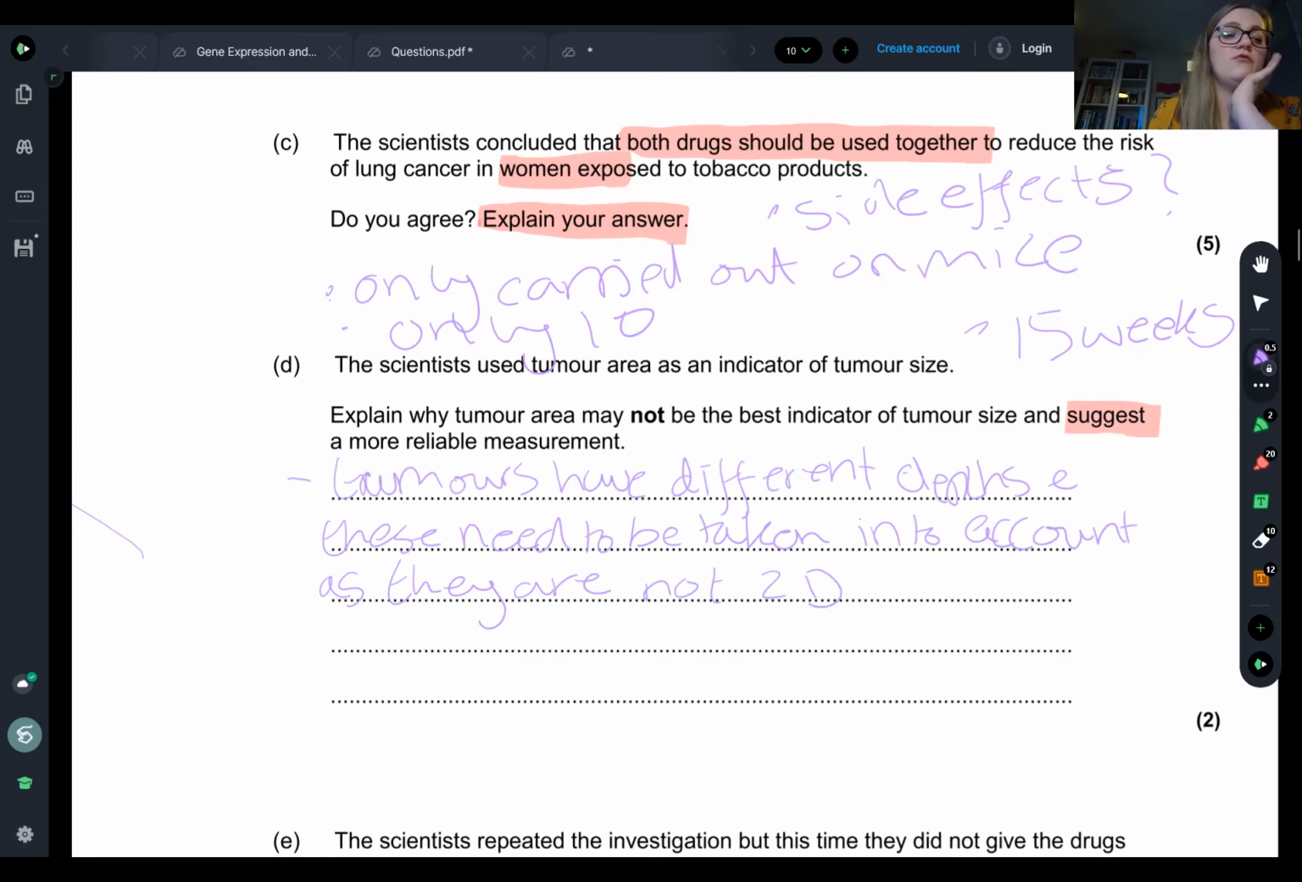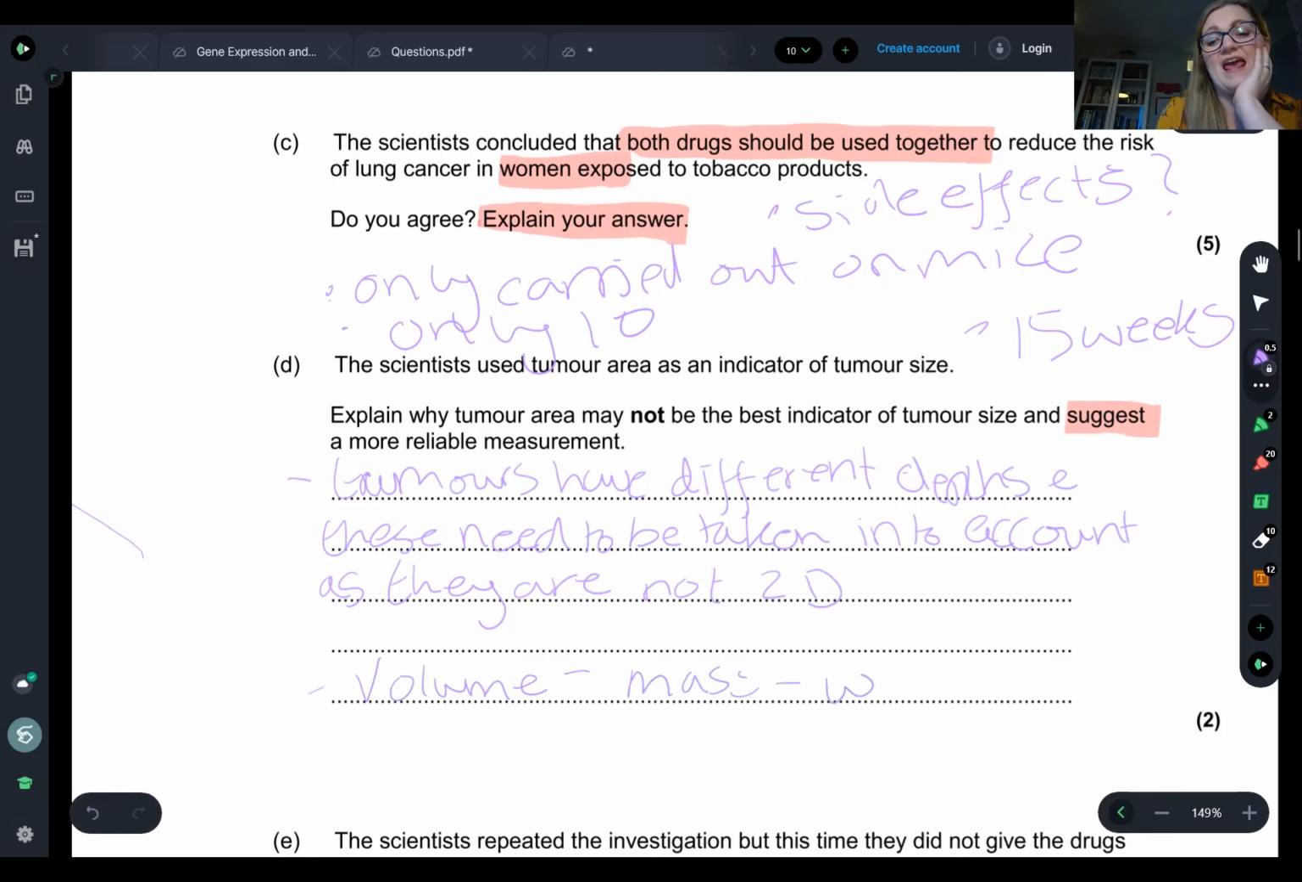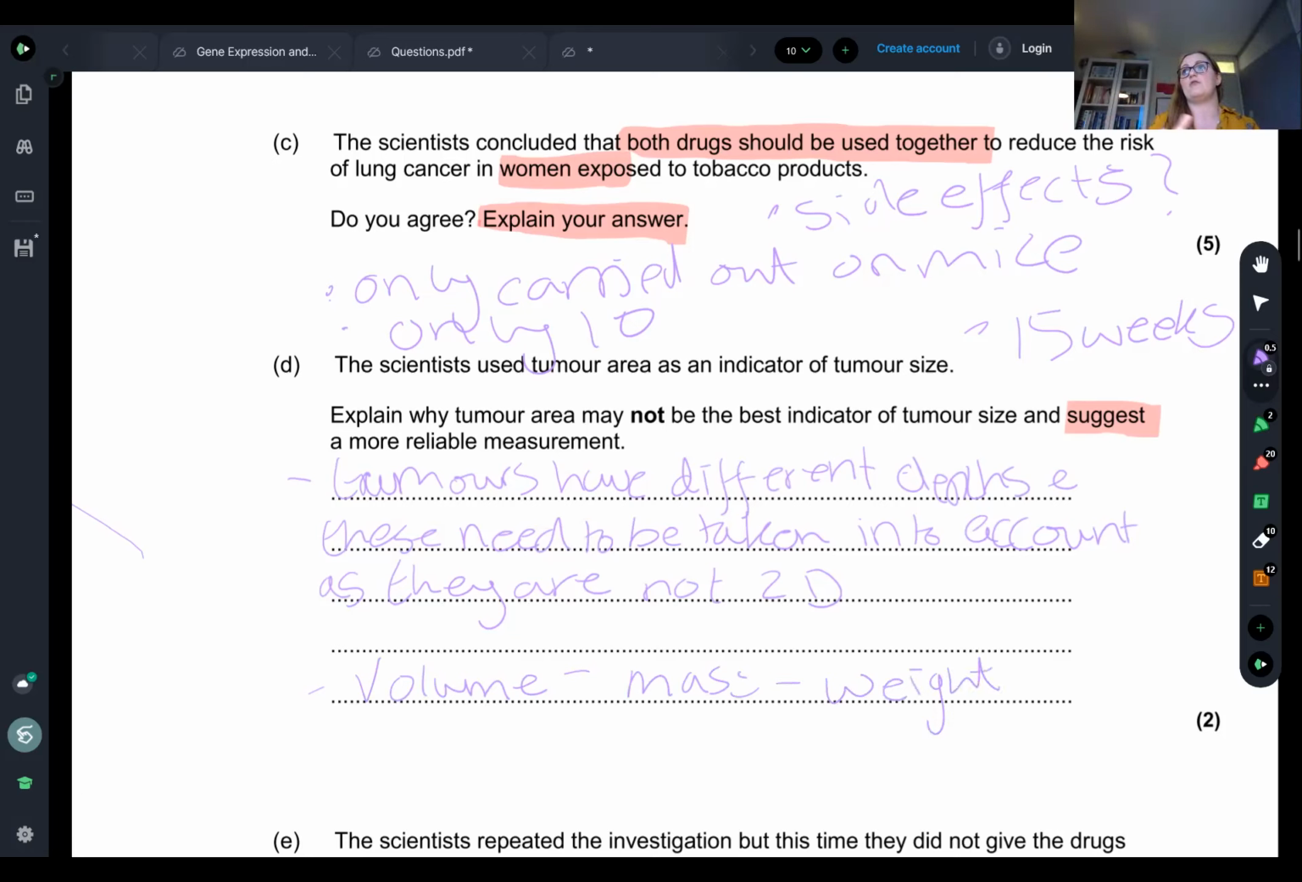And then suggest a more reliable measure: measuring either tumour volume, mass or weight. So I'm just going to pop all 3 of those options. Yeah, you can say mass, volume or weight. Anything really. I mean, at this point, we've already removed the lungs to look at the tumours. We may as well get the mass, so we actually know how much physical tumour is there.